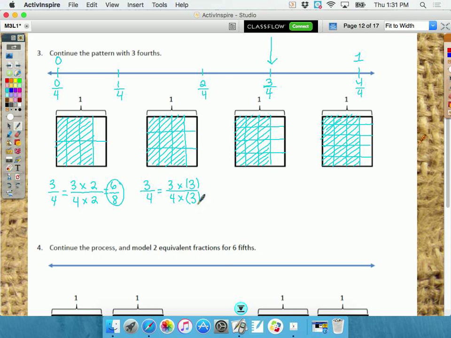I could also write it like this, 3/4 times 3. Okay? So it doesn't really mean 3/3. I want you to make sure you know the difference between 3 and 3/3. Okay, so 3 times 3 is, and Ethan says the answer is 9/12. Okay? All right. So, this one.